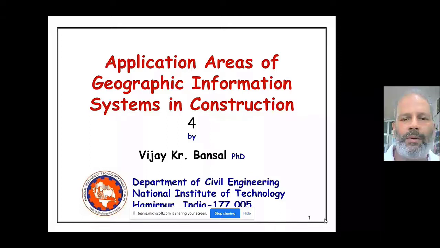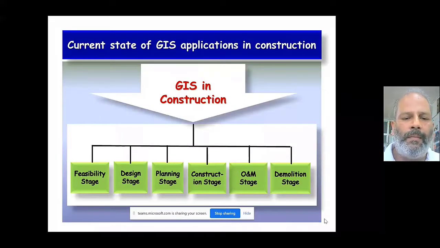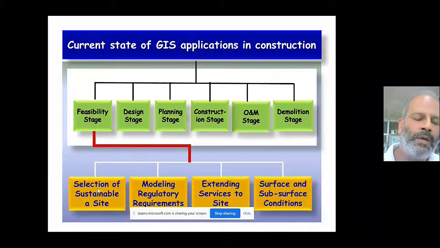The topic of presentation is application areas of geographic information system in construction. These application areas have been divided into 6 categories depending upon different stages of construction. So first we will start with the feasibility stage, then design stage, planning stage, construction stage, operation and maintenance stage, then demolition stage.